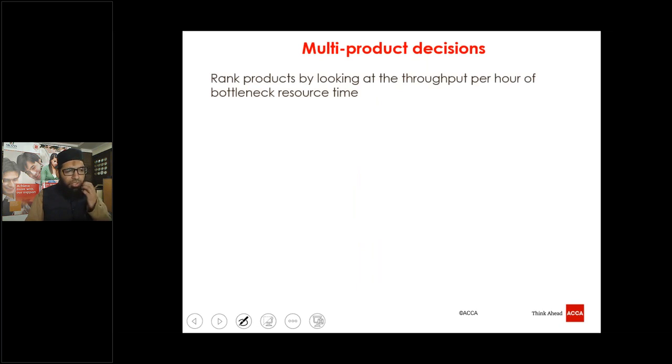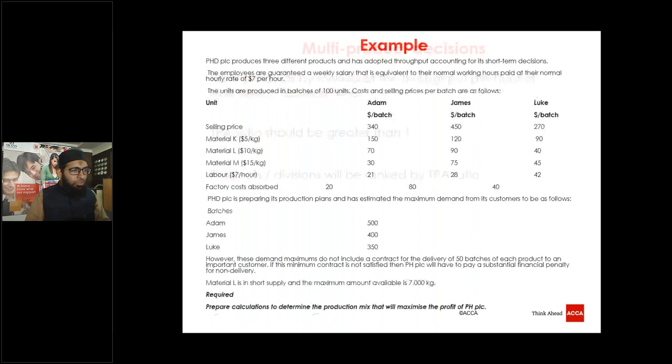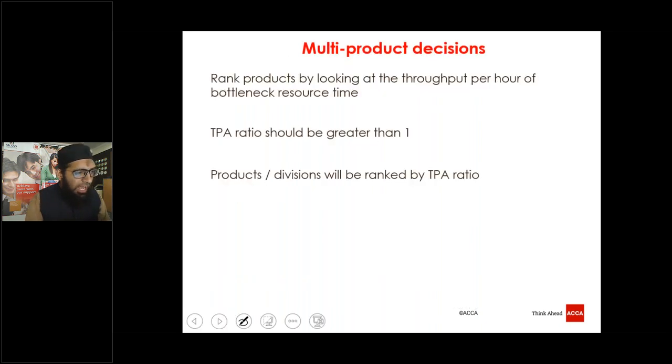Now, how do we do the multiple product decisions? What we do is rank the products by looking at the throughput per hour of the bottleneck resource time. That means we calculate the throughput accounting ratio of each product and then we rank it. It is important to note that the throughput accounting ratio should be greater than 1.